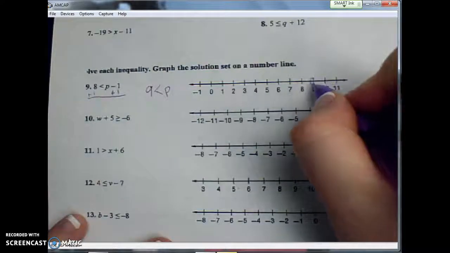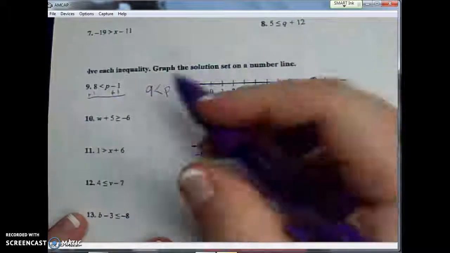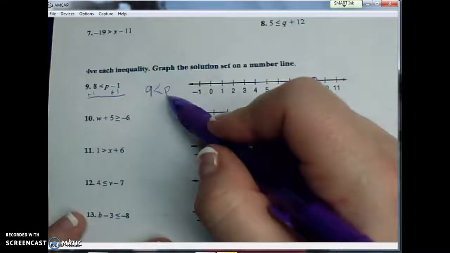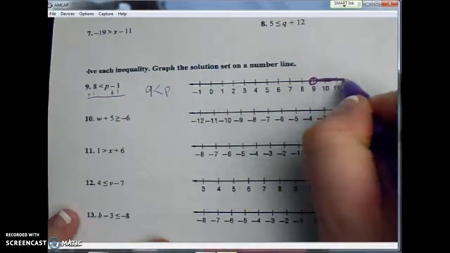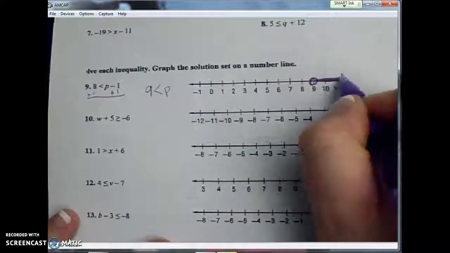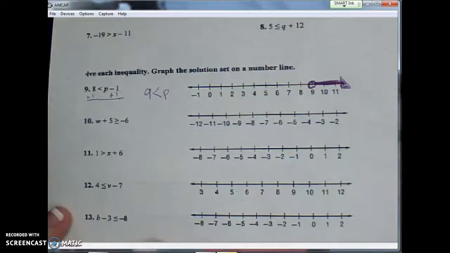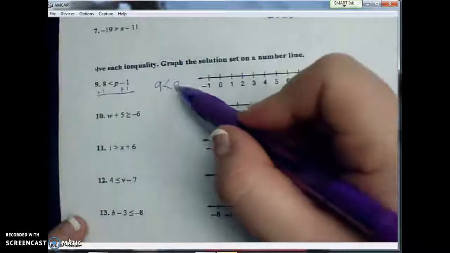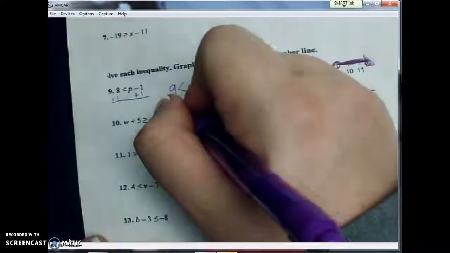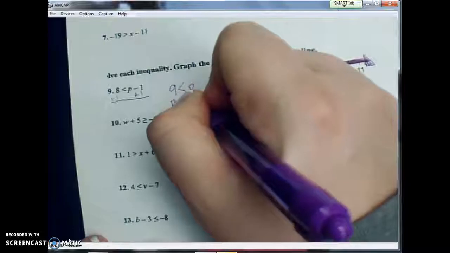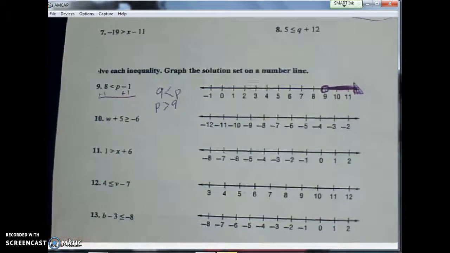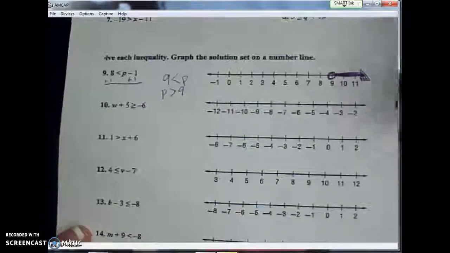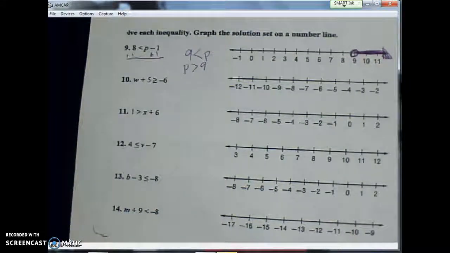So I'm using an open dot. If 9 is less than all of my p's, that means I'm going to shade right. Don't let that confuse you if that variable comes second. If you need to rewrite it the other way, you can do that. 9 is less than p is the exact same thing as p is greater than 9. So you could rewrite it if you needed to. So there's your practice. Go ahead and get started on that.